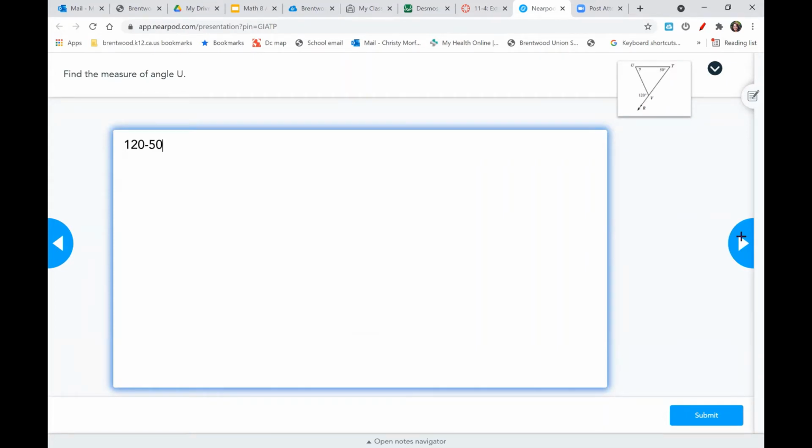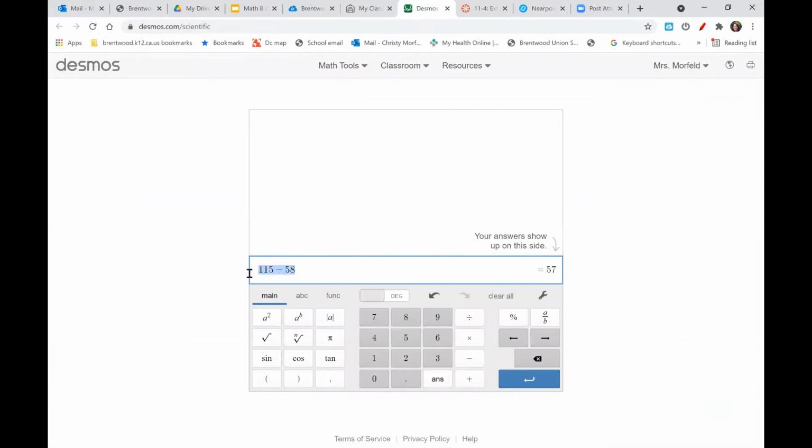We're taking the exterior, which is 120. We're subtracting one of the interiors, which is 50. Then hit enter on your keyboard. And then if you need your calculator, then you could copy and paste that into your calculator. So you highlight it, you do Control-C to copy, go to your calculator and do Control-V.